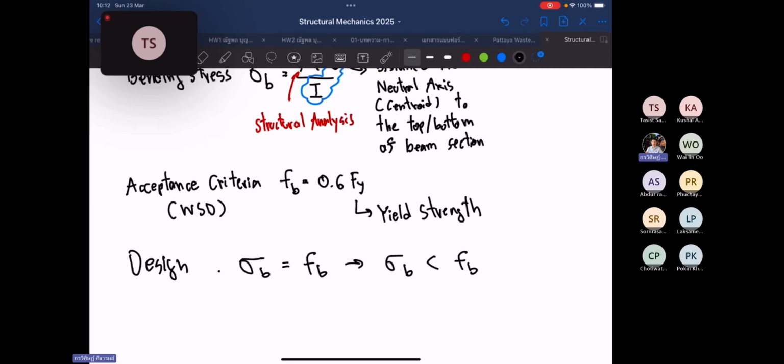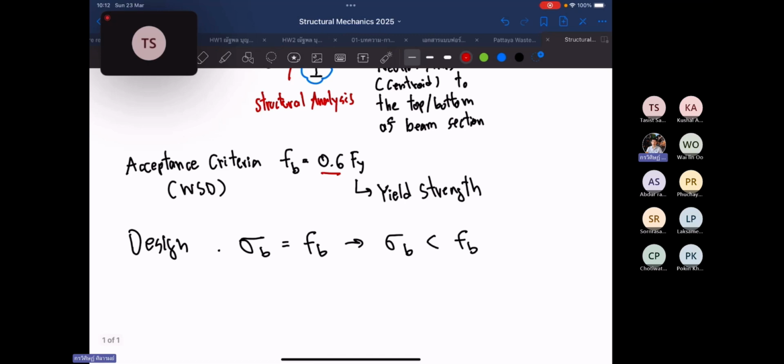Okay, even if the acceptable criteria already include this safety factor, this one is governed by the laws. So usually we design so that we use our own safety factor criteria. So we design so that these bending stresses must be smaller than the acceptable one. How much, you may ask?